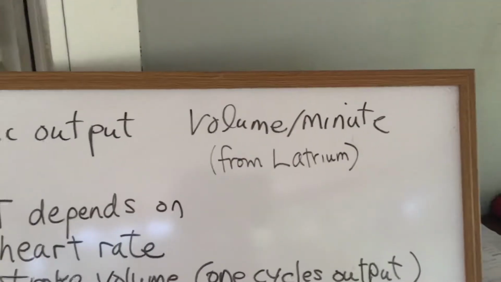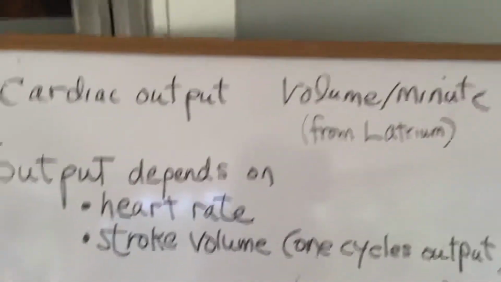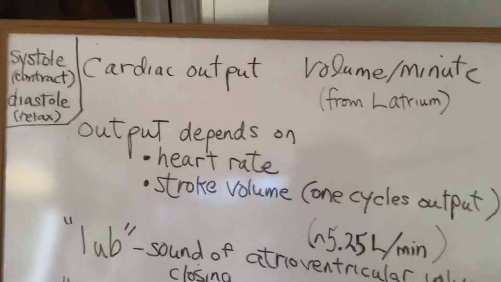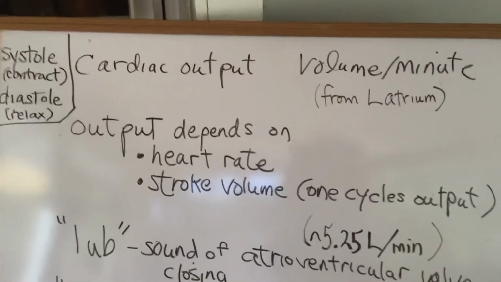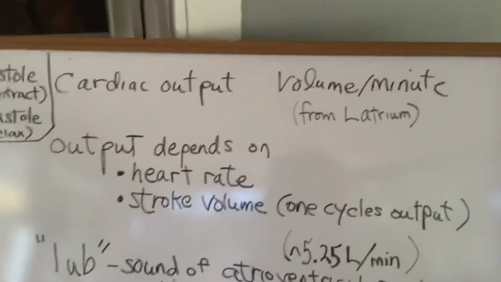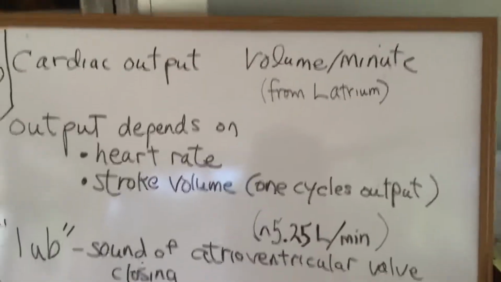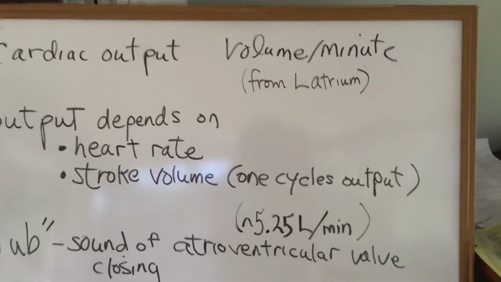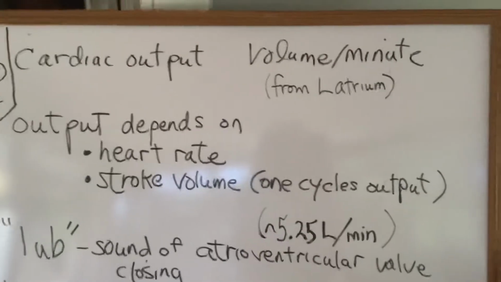They usually measure it from the left atrium. All right. So the output is going to depend on the heart rate, if you're resting or doing activity, and the stroke volume, which is like one cycle's output, which is, on the average, about 5.25 liters per minute.